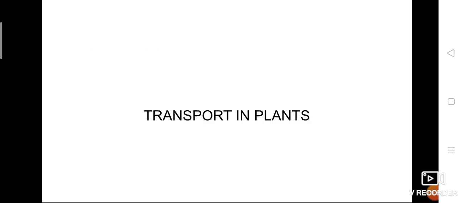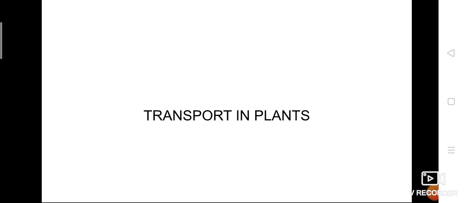So today we are going to see about transportation in plants. Like animals, plants are also doing transportation. I repeat, till now we have covered all the transportation mechanisms in animals, isn't it? So now it's a turn for plants, because today we are going to see how the transport takes place in plants. So let us see how exactly the transportation happens in plants.